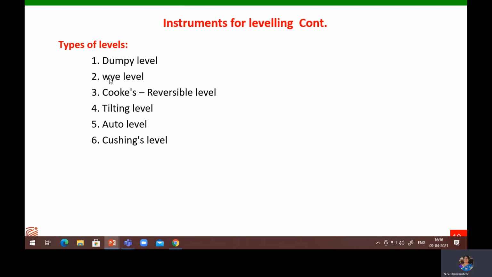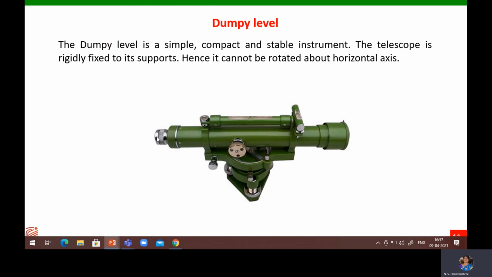Next topic is types of levels. So different types of leveling instruments are there. These are the different types of levels. One is the dumpy level, then we have the wye level, then we have the Cooke's reversible level, then the tilting level, the auto level and Cushing's level.